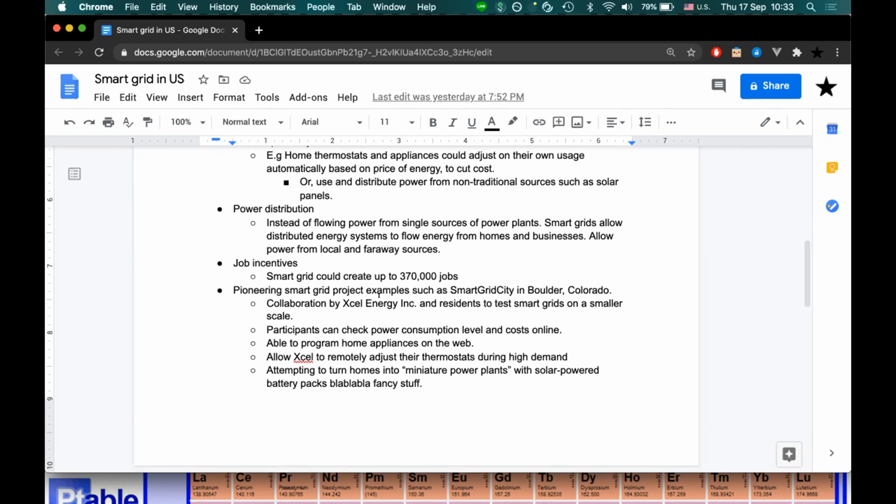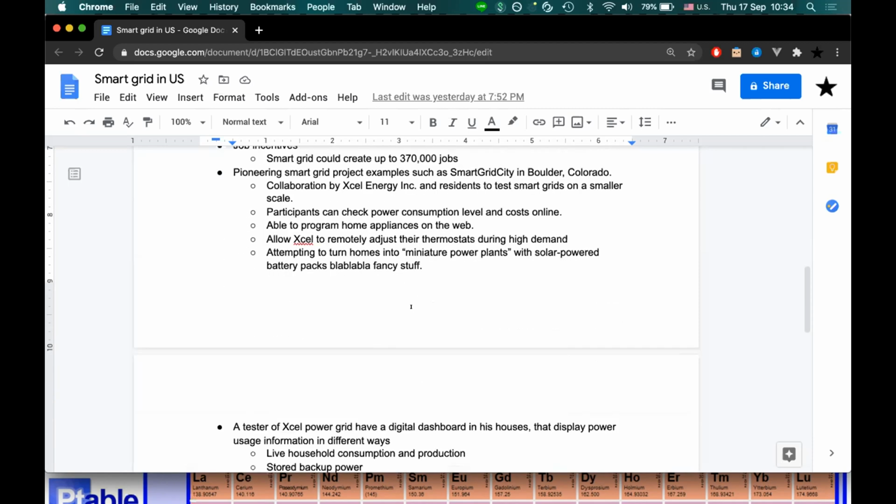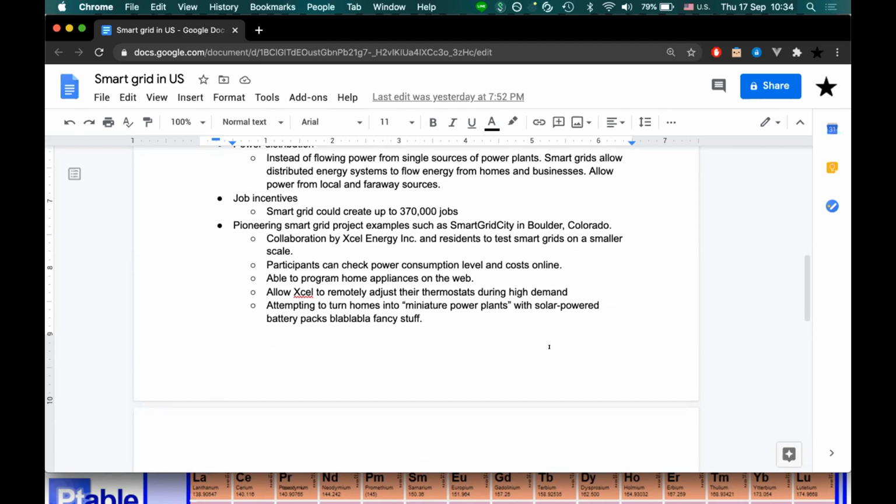Apart from reducing costs, it could also distribute power from untraditional sources, such as flowing from homes and businesses. Instead of flowing energy from a single source like a power plant, it allows energy to be distributed between individual households too, so allowing power from local and faraway sources. And in terms of job incentives, it could also create more than 300,000 jobs.